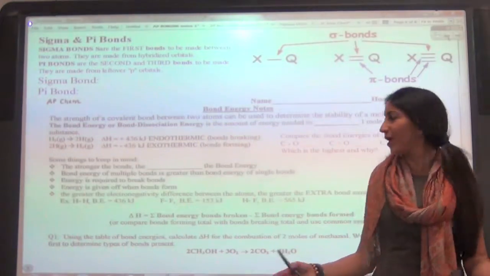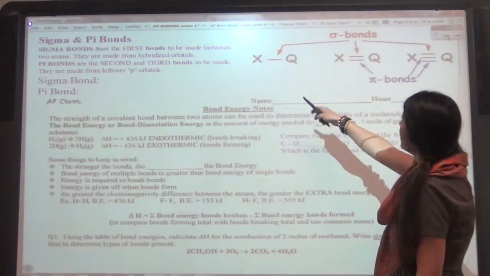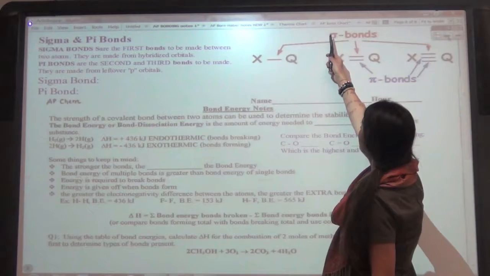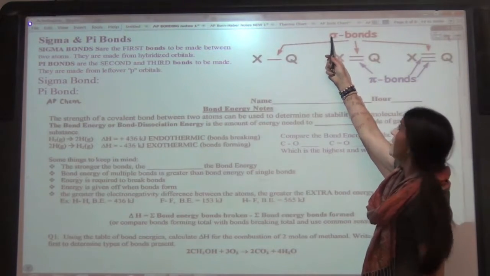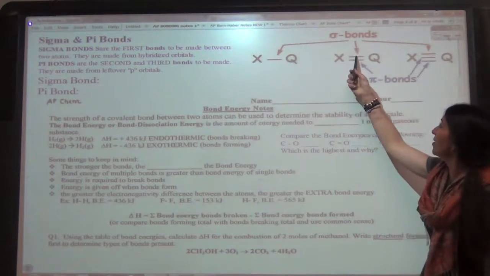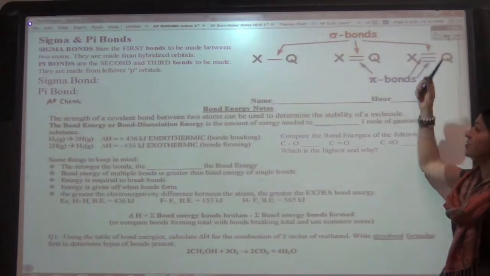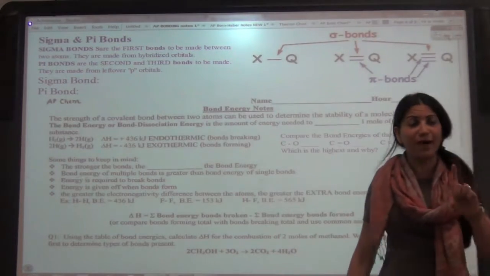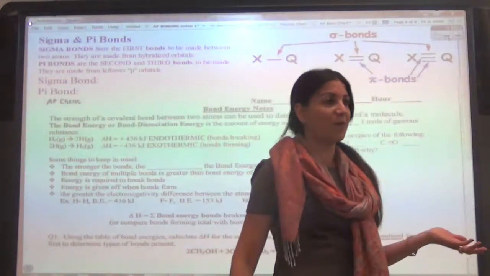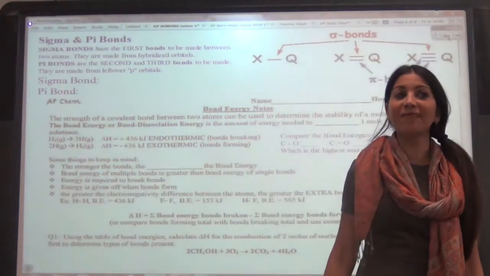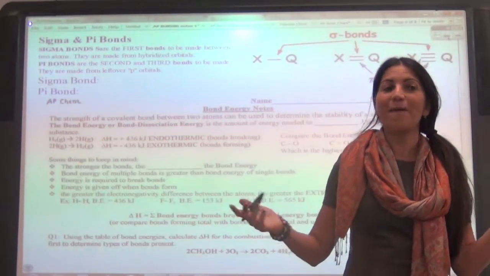Pretty easy? Okay? So if we're looking at this, this is called a sigma bond. And the symbol that they use is this right here. So they use that for the sigma. There, that would be a sigma bond. And there, that would also be a sigma bond. The very first bond, or a single bond, is called a sigma bond. Okay? Anything after that would be called a pi bond.